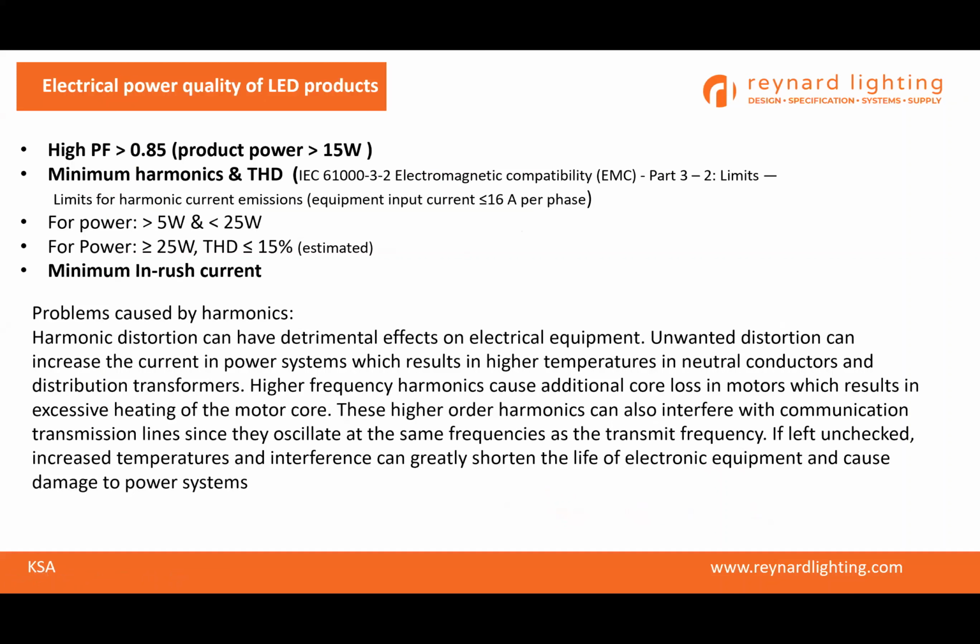This is the final topic of the presentation, about the electrical power quality of LED products, which is important to the electrical design engineer when he designs his electrical grid in the building. The electrical parameters which he has to consider in his electrical design. Of course, the first one is the power factor.